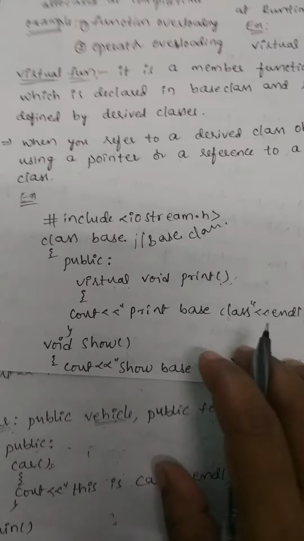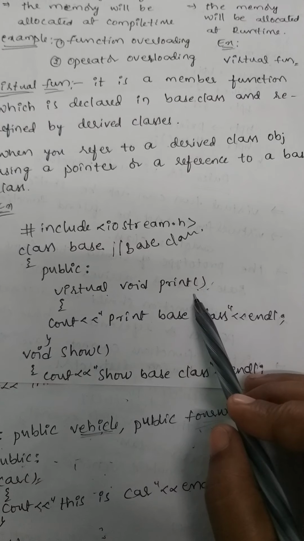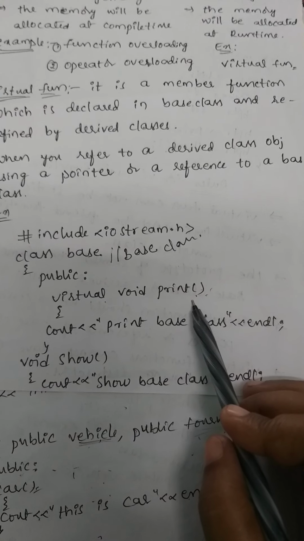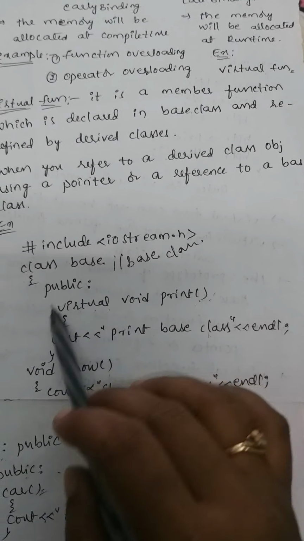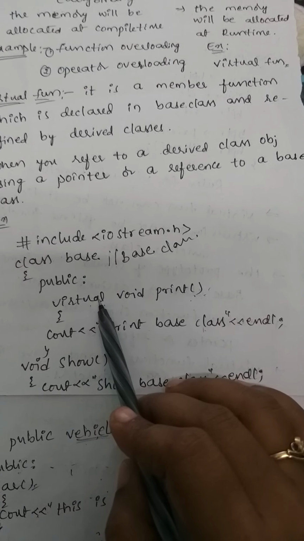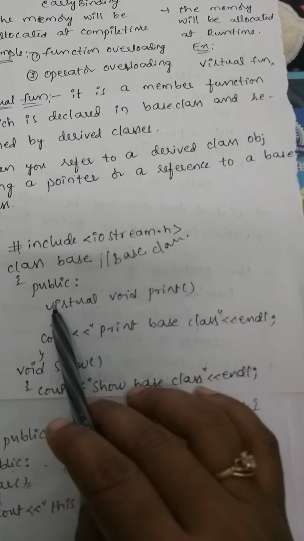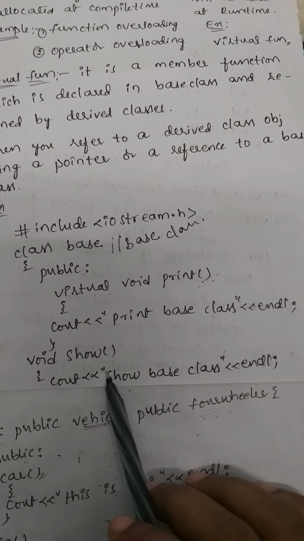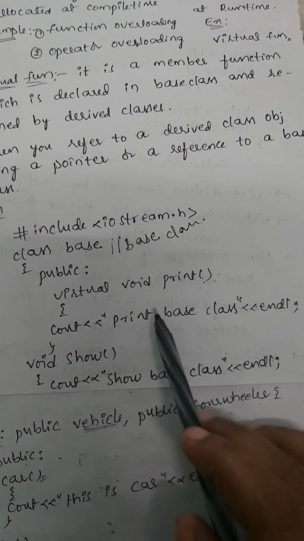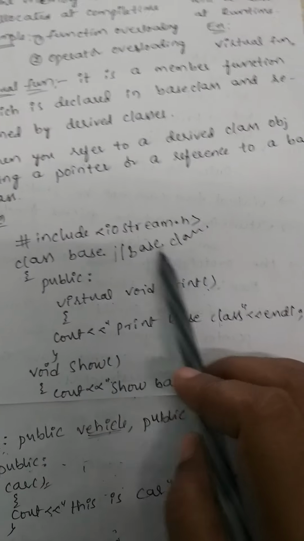In the base class, we are using two functions. The first one is the print function. Before the print function, we are using the virtual keyword. And you have to use one more function, the show function. These two functions are defined in the base class.